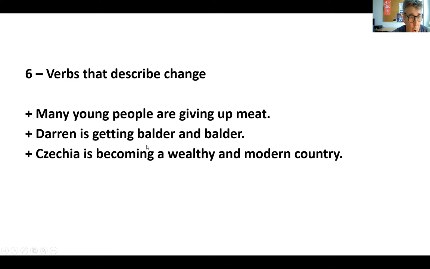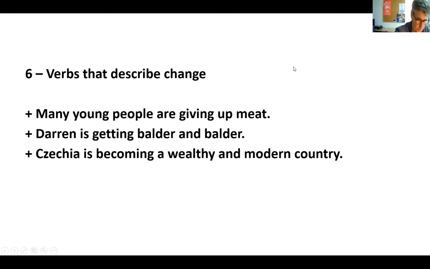Darren is getting balder and balder. You know, he's not completely bald. He started getting bald two years ago and he's getting balder, he's changing, it's happening gradually. We very often use get with this. If you have is getting, we use get with present continuous to describe change very often. That's an example. All right.